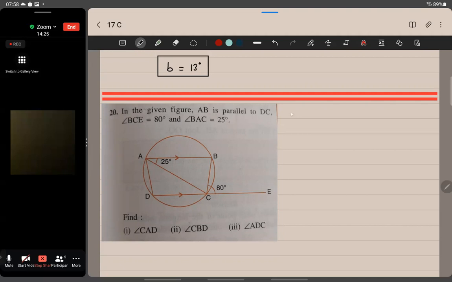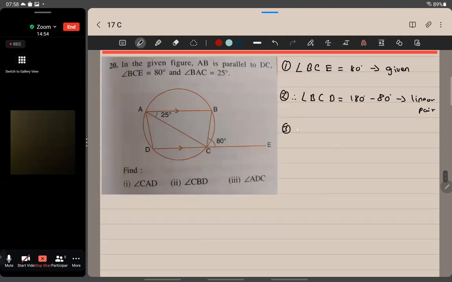First of all, first point, angle BCE is 80 degrees. This is already given. So therefore, angle BCD is equal to 180 degrees minus 80. Reason: linear pair, isn't it? So therefore, angle BCD is 100 degrees. This whole is 100.